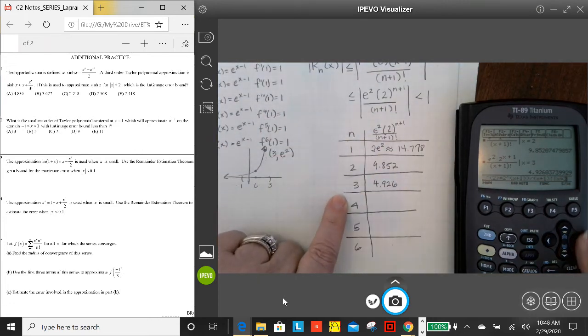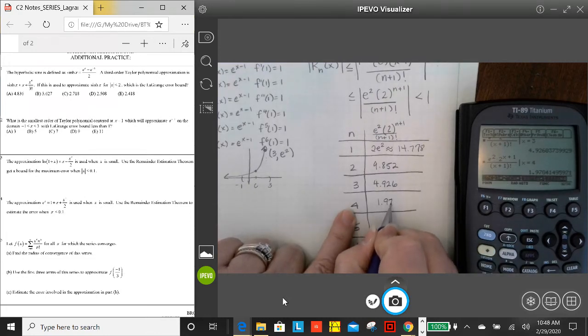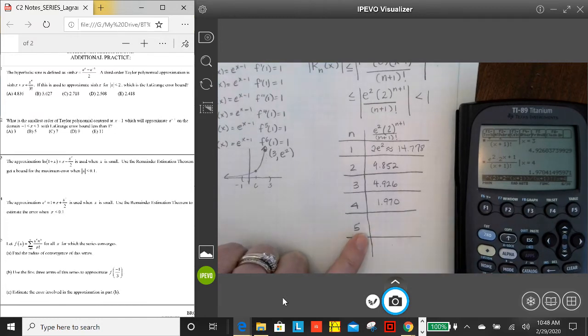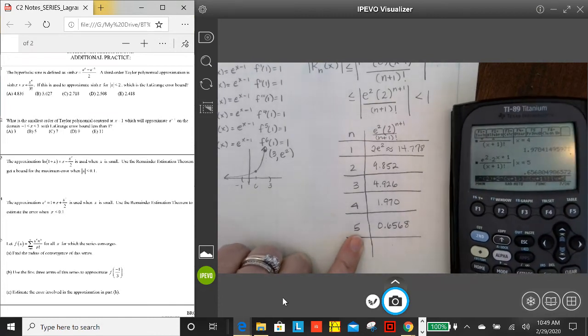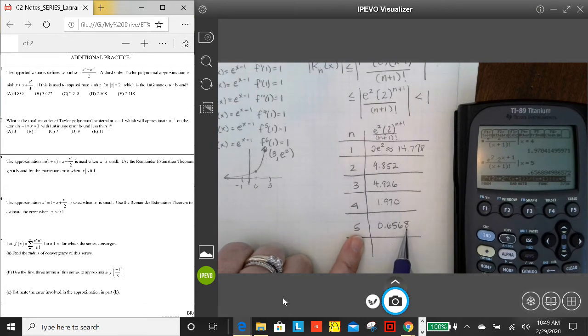So let's see what happens when I put this as 4. We get 1.970. And now let's make it degree 5. Ooh, 0.6568. Now remember, the AP folks would let you truncate this. So you could say 0.656 or you could say 0.657. So either one they would accept.